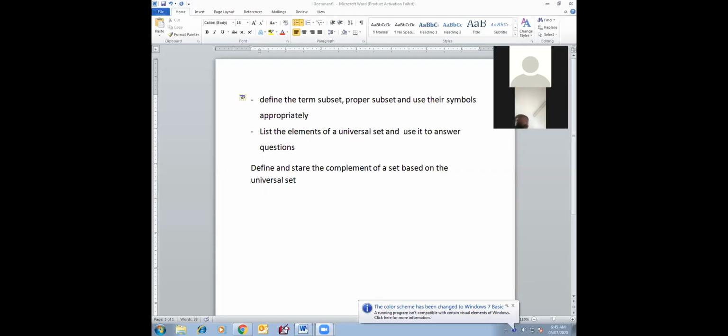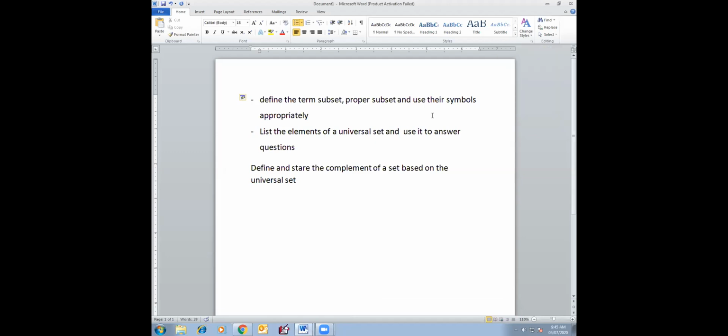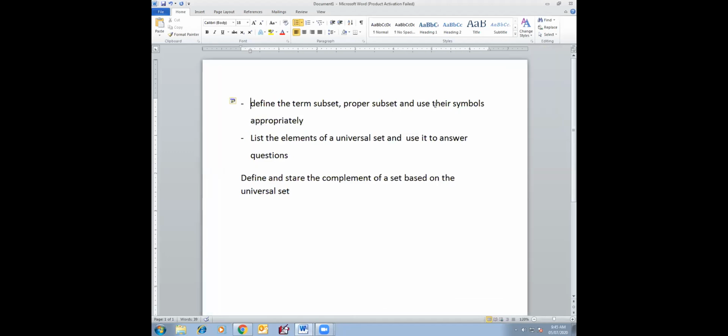The first objective is to define terms like subset and proper subset, and use their symbols. I hope you can see well. They have symbols, for subset and proper subset, which I'm going to be showing you shortly. For example, if I take a subset, basically you write a subset.